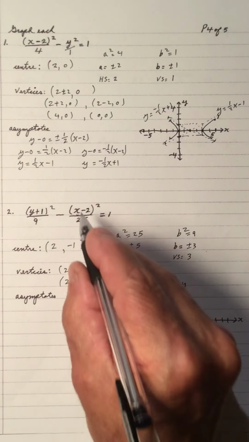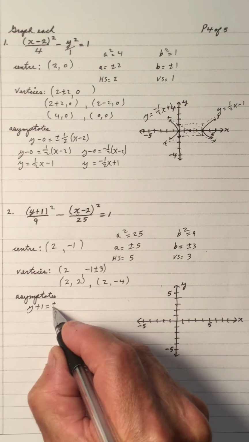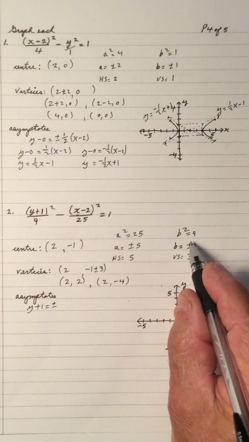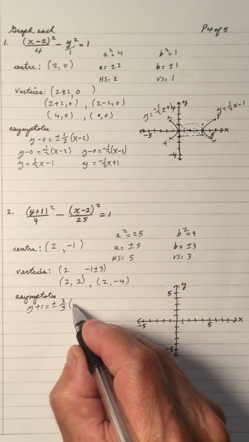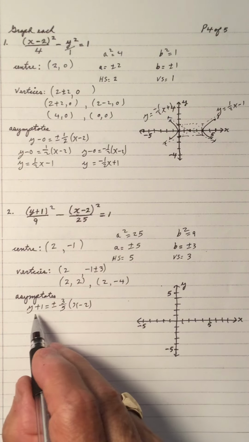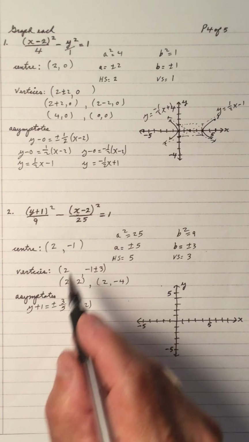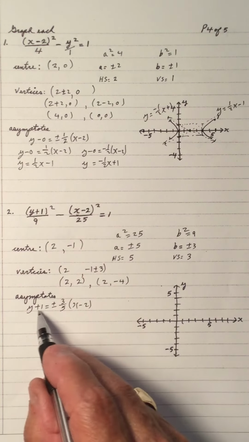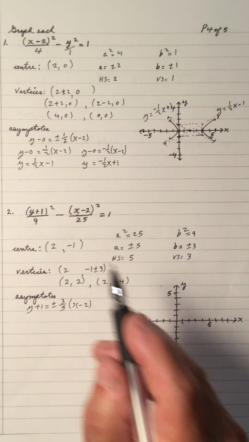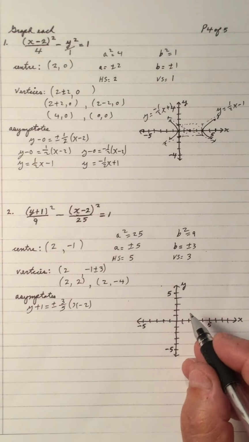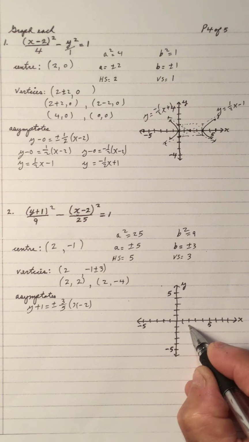And the asymptotes are y plus 1 equals plus or minus b over a, which is b is 3, a is 5, times x minus 2. So notice this is the point slope form. This is y plus 1, perfect. This is x minus 2, perfect. Notice that the center from here is 2, negative 1, right? Now we'll plot the center. X is 2, y is negative 1, which is right there.